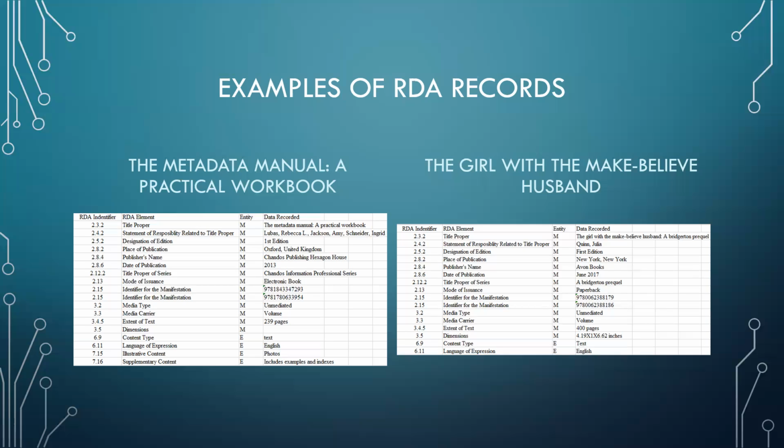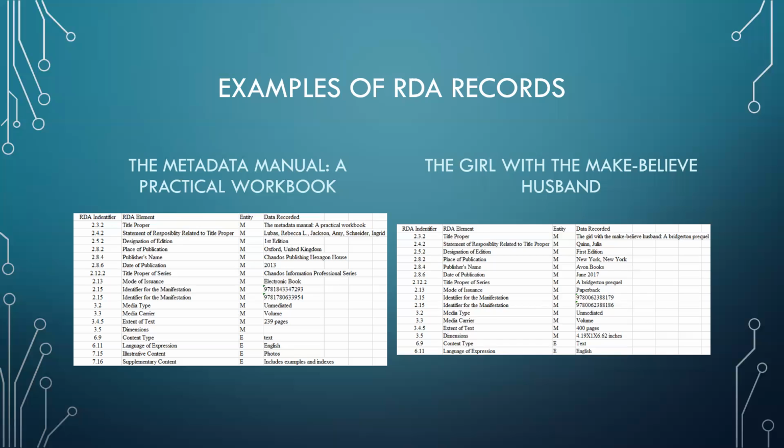Then I have another book called The Girl with the Make-Believe Husband. That I listed the title proper, The Girl with the Make-Believe Husband, a Bridgerton prequel. It is written by Julia Quinn. It's a first edition. It was published in New York, New York. It's published by Avon Books.